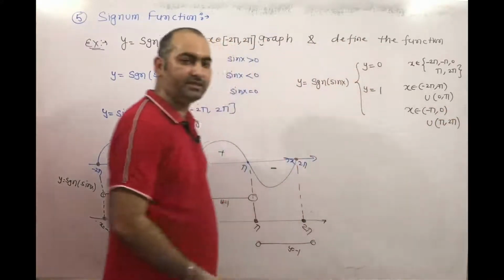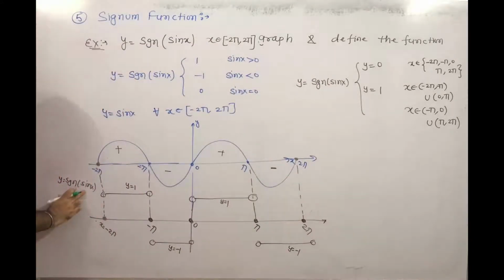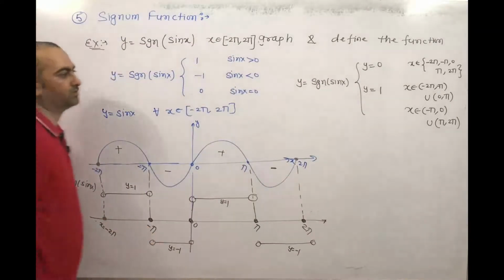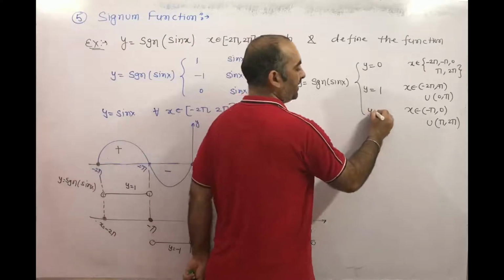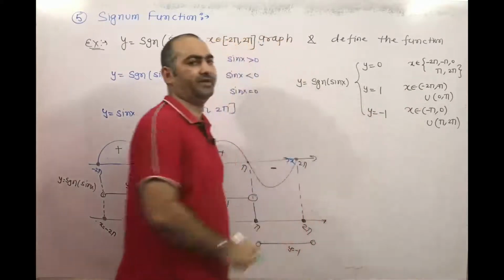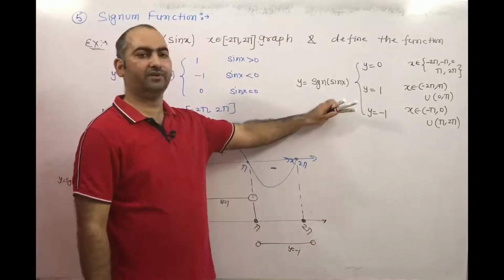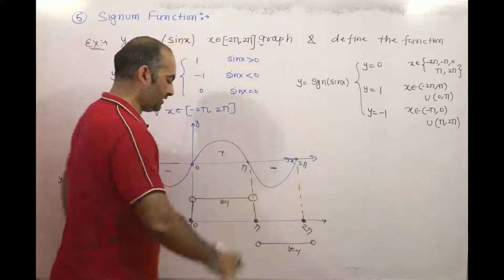Okay. In this interval, y equal to signum of sin x value is what? Minus 1. So here what will come? Y equal to minus 1. Like that we have to define. So y equal to signum of sin x we can define like that. This is your definition and this is the graph.